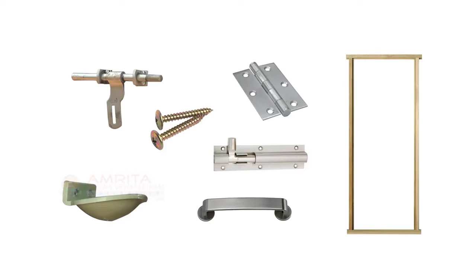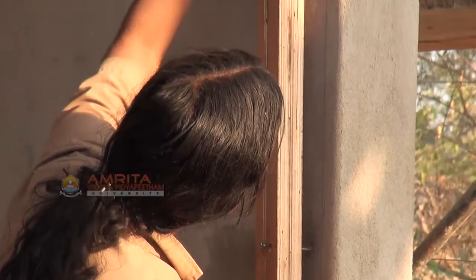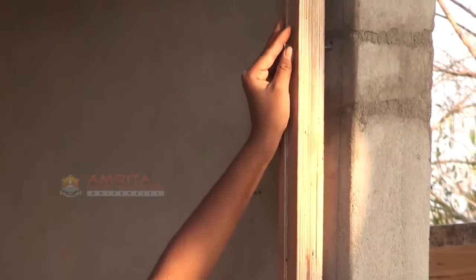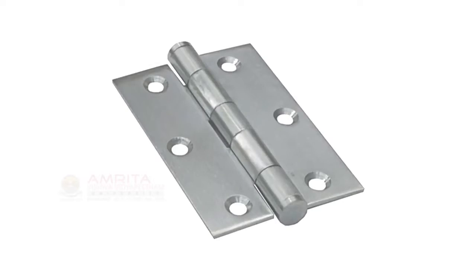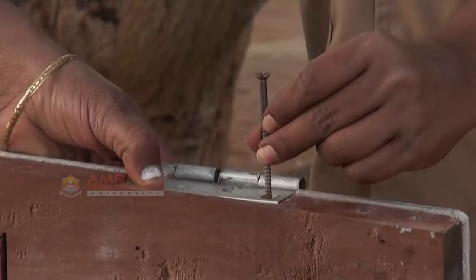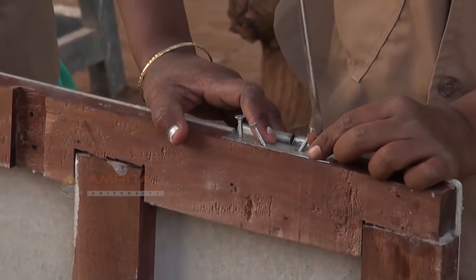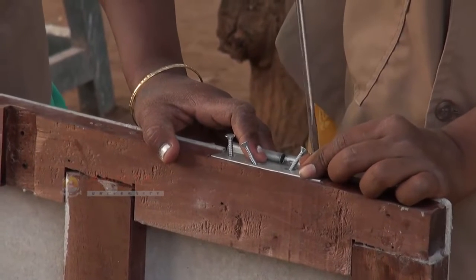We will now see the materials required for carpentry work. Door frame. It is a frame that provides support to the door. Hinges. Hinge is a connector which is usually made of steel, which connects the door and the frame. It limits the angle of rotation of the door.